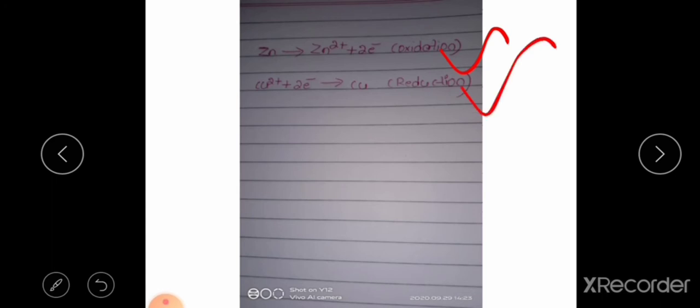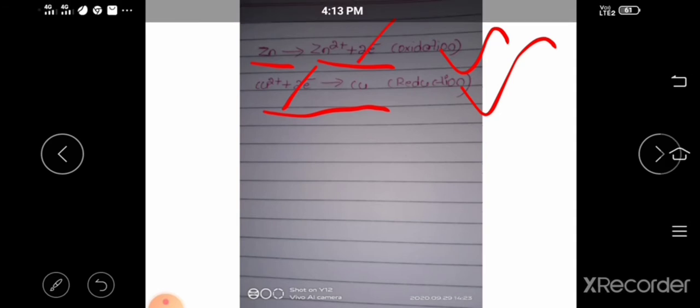So here you can see two equations. In the first, on the left side we can see zinc, and on the right side Zn2+ and 2 electrons. In the second equation, on the left side we can see Cu2+ and 2 electrons, and on the right side Cu. So in both these equations, the common factor is 2 electrons. So we can cancel the common factor. Now we can write the redox equation.